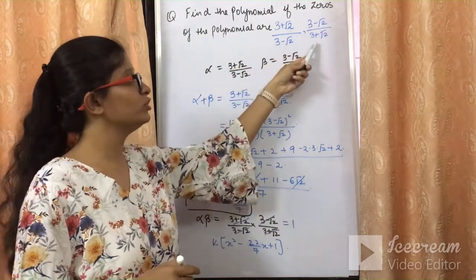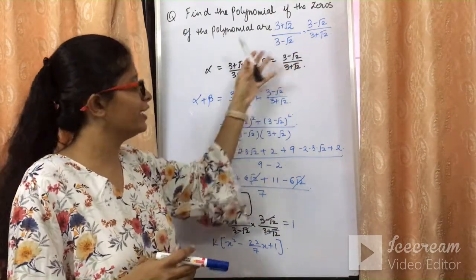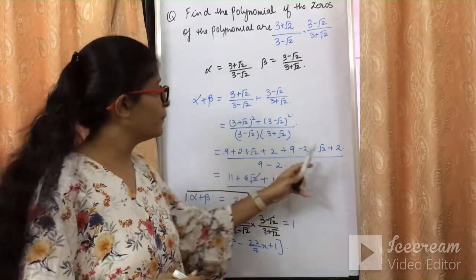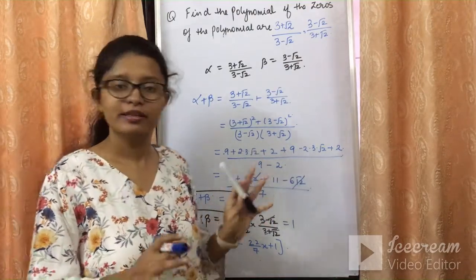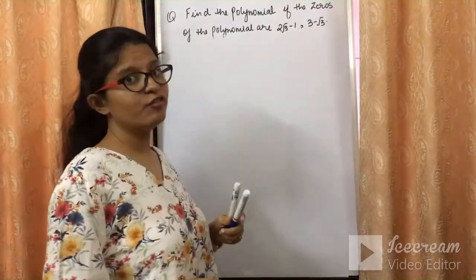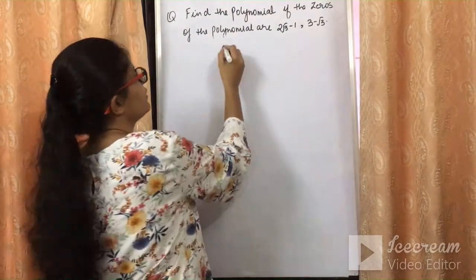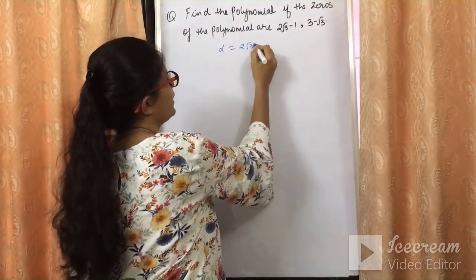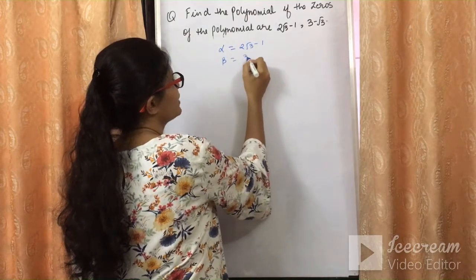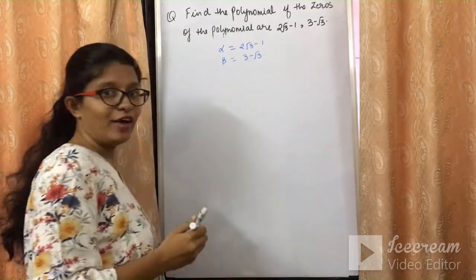So these are the two zeros which seemed complicated earlier, but it is very easy. Just do not make any mistake in the calculation. That's it. Let's have a last sum of this kind. Again, alpha is given to you as 2 root 3 minus 1 and beta is given as 3 minus root 3. So alpha and beta दिया हुआ है.